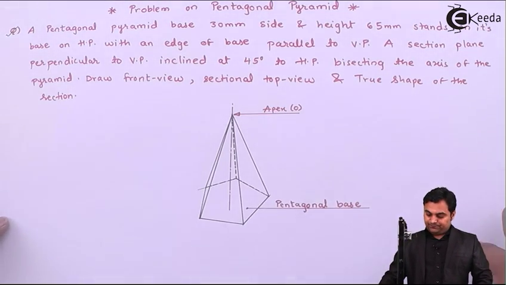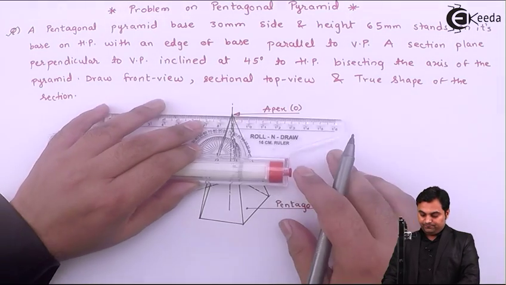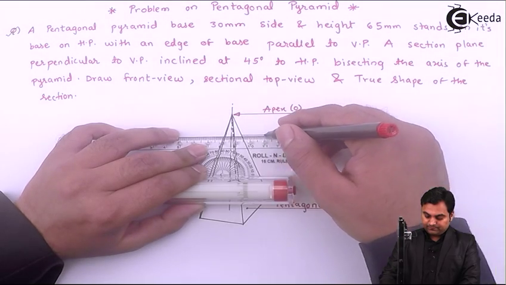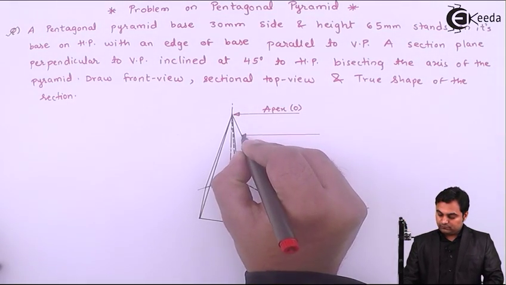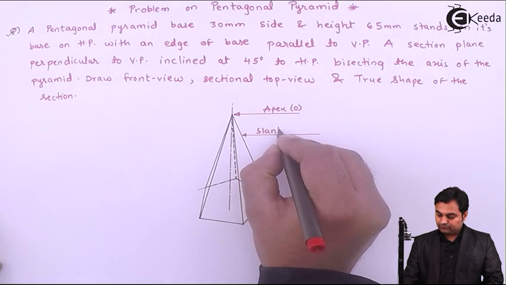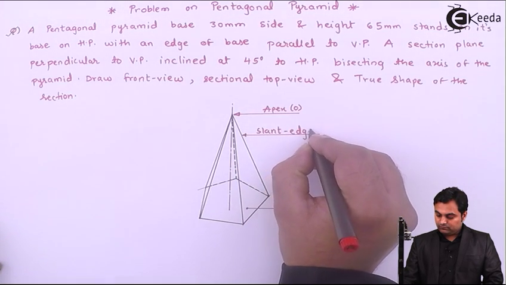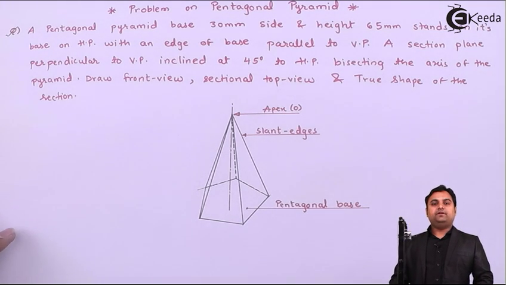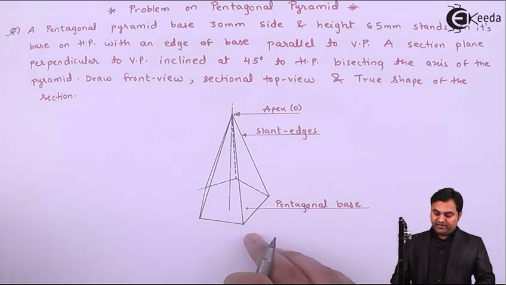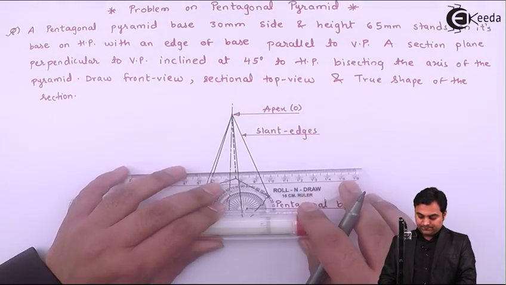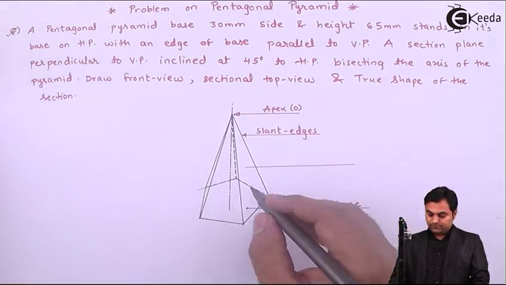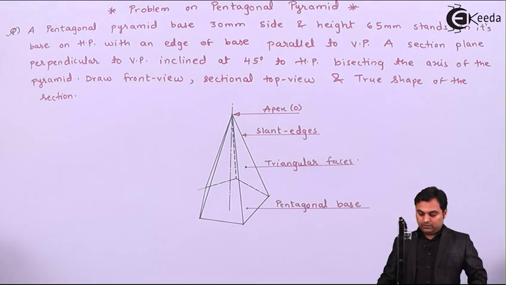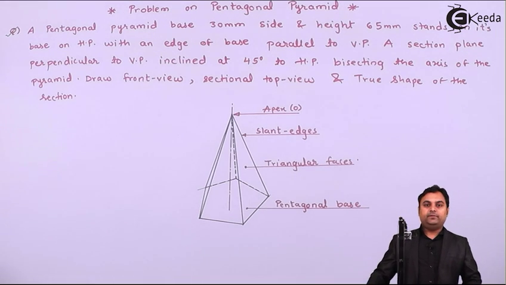Then corner to apex, they are joined with the help of the edges, and those edges are slant edges. Then since it is having a pentagonal base, there are 5 triangular faces. And so this is a pentagonal pyramid.